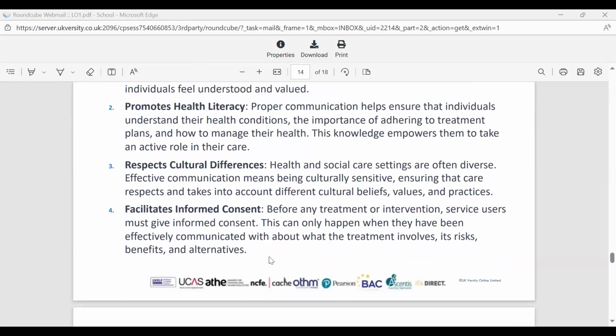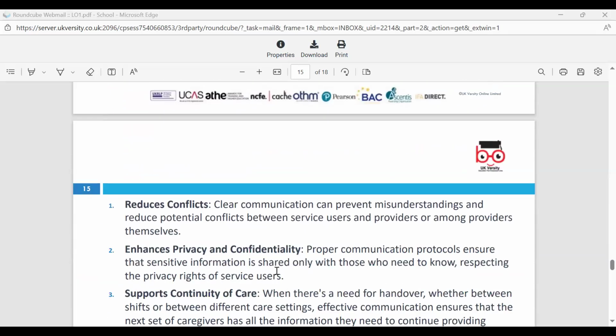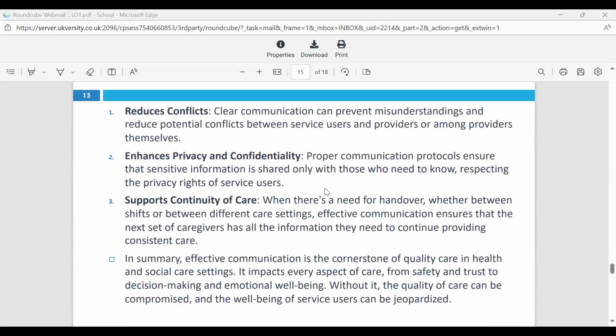Another one is to facilitate informed consent. Before any treatment or intervention, service users must give informed consent, and communication can help them understand the treatment. Reducing conflict is another one. Make sure there's no misunderstanding, to reduce any sort of conflict, and make sure there are no conflicts between team members or anything like that as well.